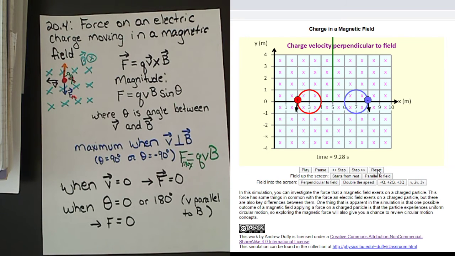Let me reset this. So as the particles start to move and they experience this force, then notice that the positive charge is deflected to the left, which causes it to move in a circular counterclockwise path. And the negative charge is going to be deflected along its original path here to the right, which is going to cause it to go in a circular path that is clockwise.